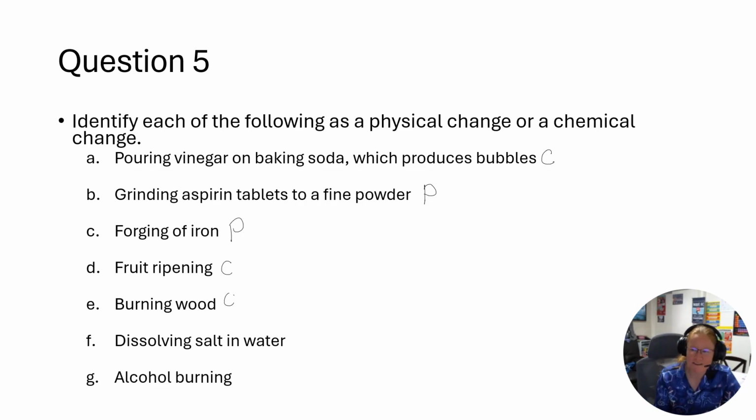All right, dissolving salt in water. If I dissolve salt in water and then I boil off the water, do you know what happens? The salt is left behind. This is physical. Dissolving something is just a physical process.